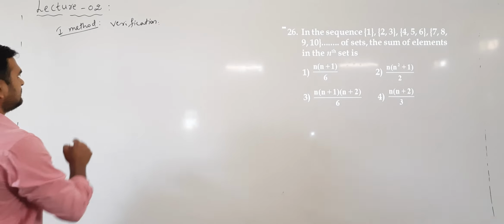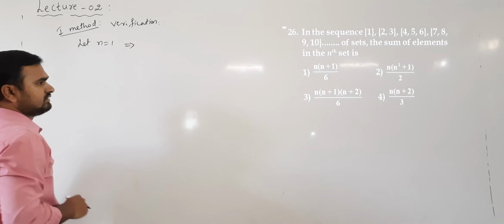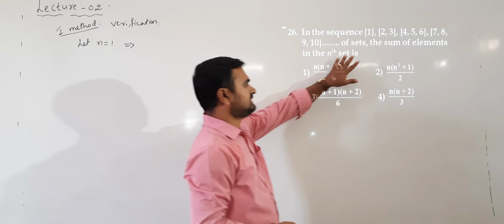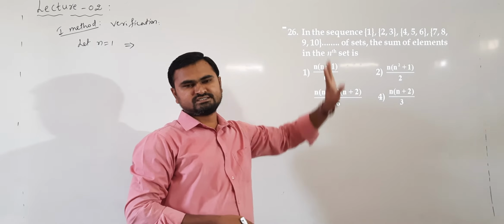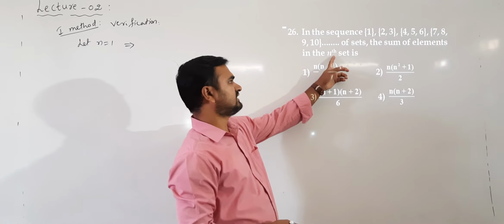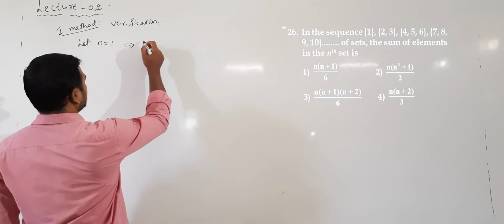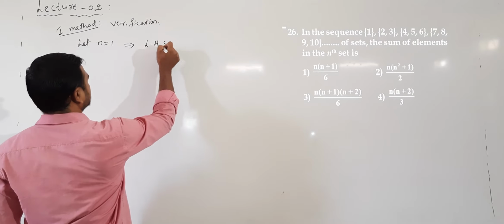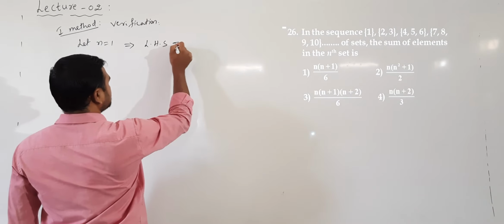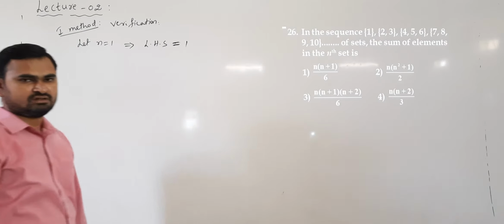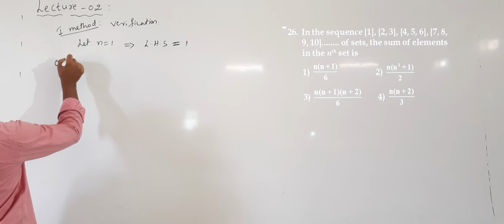Verification we can do. Let us take n equal to 1. Now n equal to 1 means we need the sum of elements in the nth set, taking n as 1, the sum of elements in the first set. So what is the sum of elements in the first set? The first set is the set of 1. What is the sum of elements here? 1. So the left hand side is 1. Now see the options.